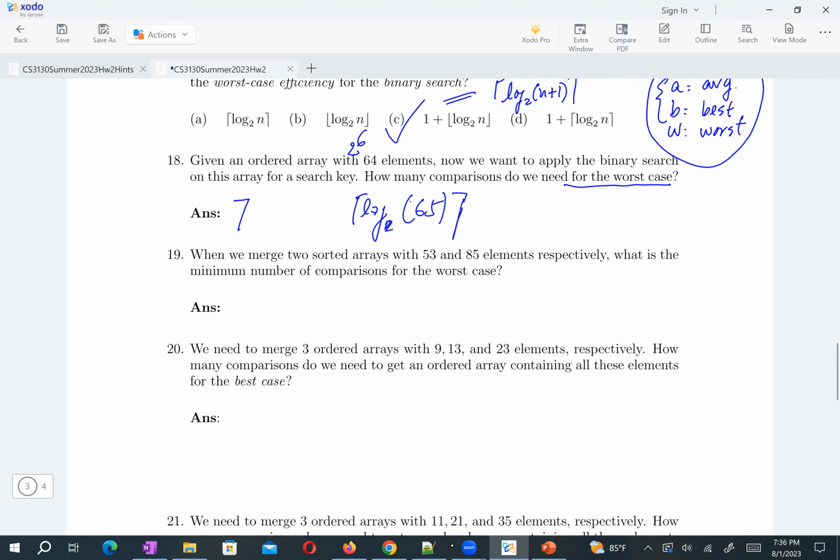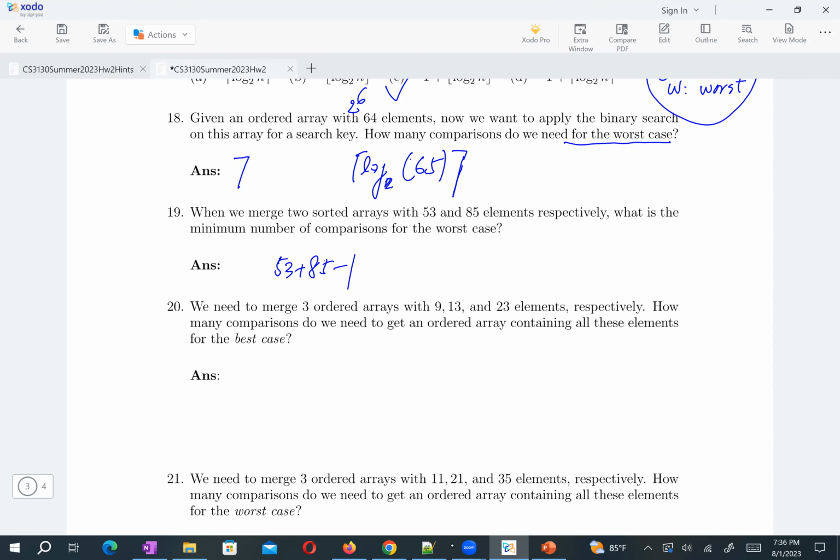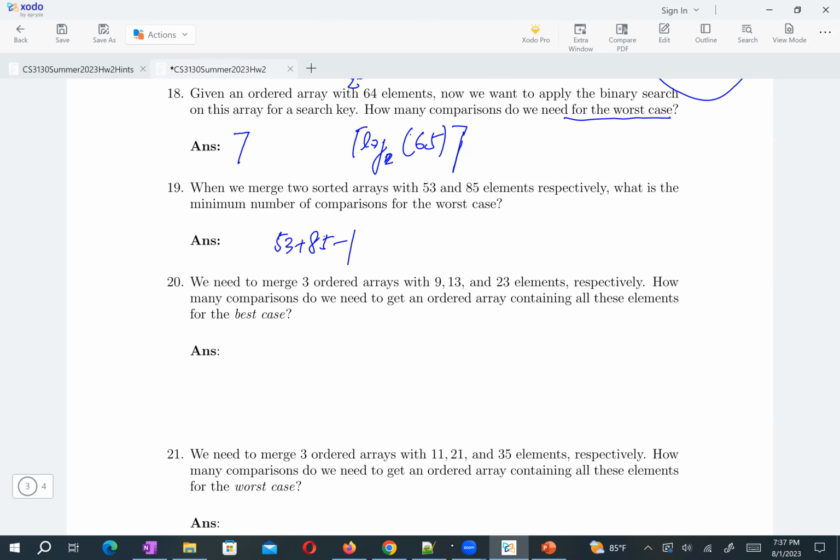Number 19, when we merge, you just apply the formula directly. Worst case, 53 plus 85 minus 1, the worst case formula. And here, the best case. You try only 3 different ways, right? 3 different ways.